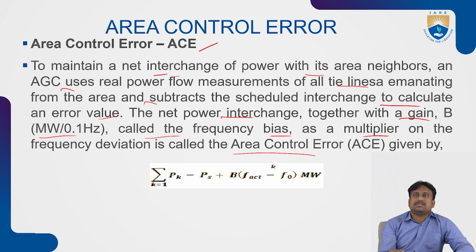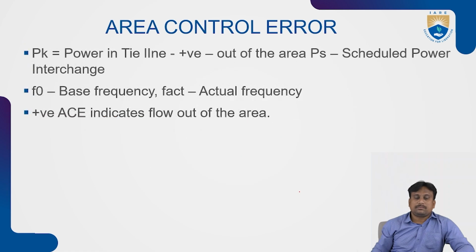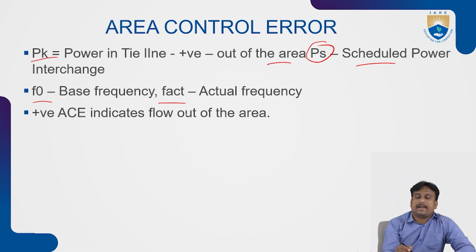This is represented by the expression: ACE equals the sum from k equals 1 to n of (Pk minus Ps) plus B times (f minus f0), in megawatts. Here Pk indicates the tie line power, which is positive out of the area, and Ps is the scheduled power interchange. f0 is the base frequency, and f actual is the actual frequency. A positive Pk indicates flow out of the area.